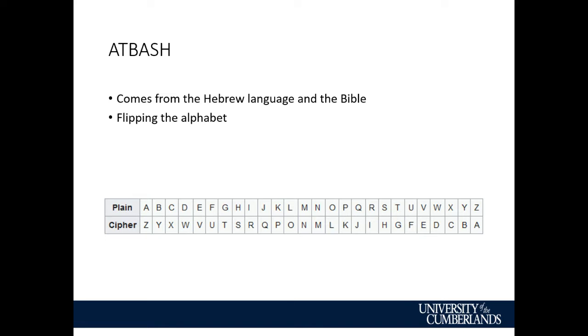Atbash comes from the Hebrew language and the Bible. Basically, all it was was flipping the alphabet backwards. If you look at the example, our alphabet starts with A and ends with Z. What this did was just reverse it, so it starts with Z and ends with A. So if you were using the letter D to write the plain text, the cipher text would start with a W. And that's all it was. It was just flipping it backwards. Very simple, but if you didn't know it, it was difficult to read.